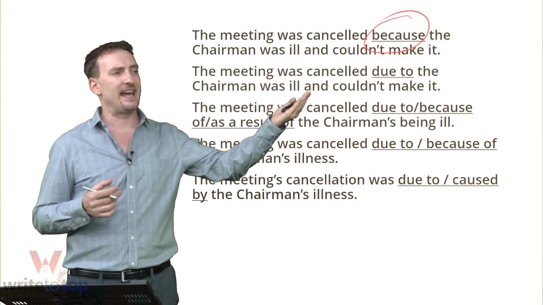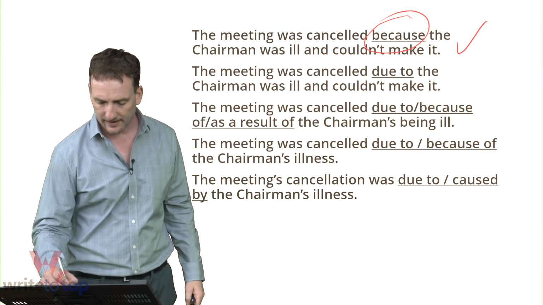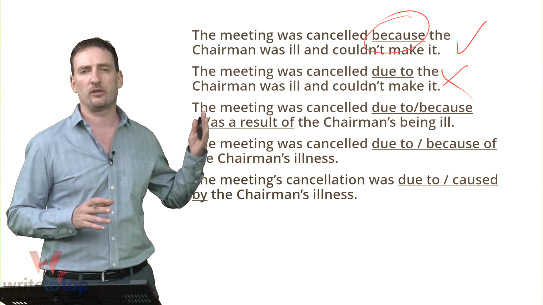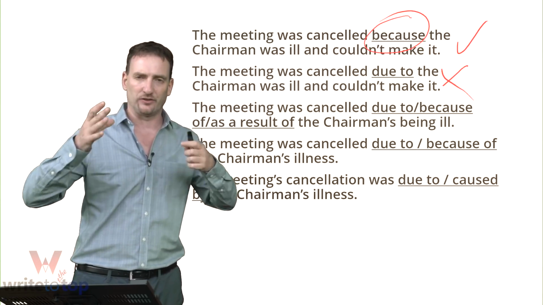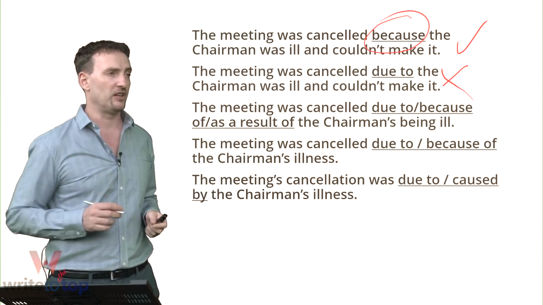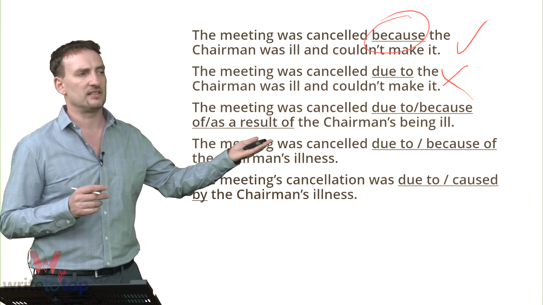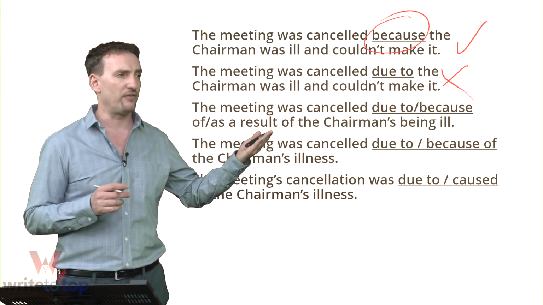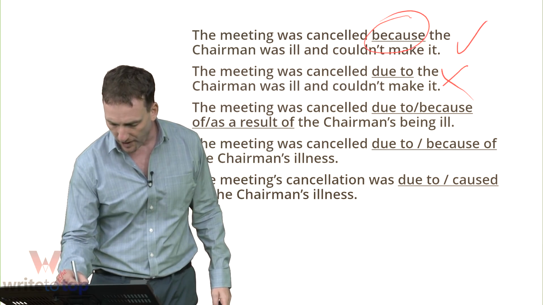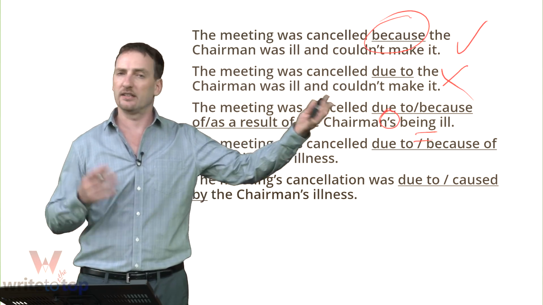The meeting was canceled due to the chairman was ill. So this sentence is definitely incorrect, and you will lose points for it because you don't understand that due to is not a conjunction. And I do see this quite often. Be very careful about it. The meeting was canceled due to, because of, as a result of the chairman's being ill. That's all fine because, notice, I have the apostrophe and I have the gerund. So the chairman's being ill is fine.